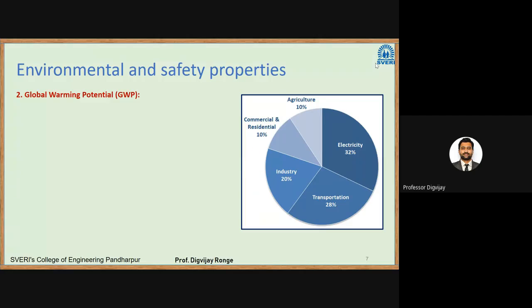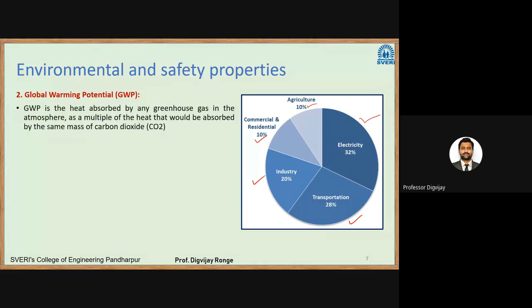What you see in the figure on the right gives you the percentage of industries which are responsible for greenhouse emissions. You see that the electricity sector, that is the power sector, is the most responsible for the emission of greenhouse gases. It is followed by transportation, that is automobile industries, then industries, then commercial and residential, and the least is agriculture. So the agriculture sector gives the least emission of greenhouse gases.